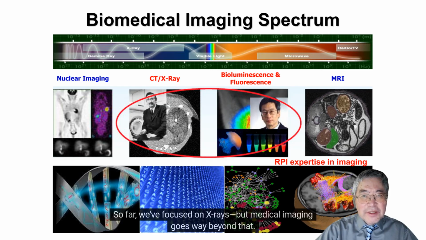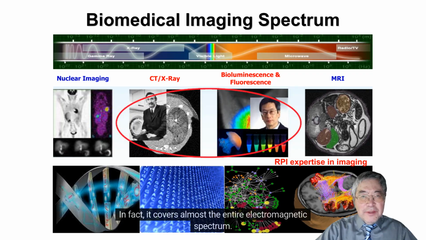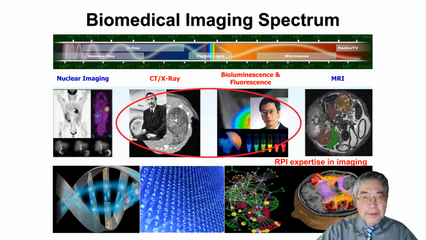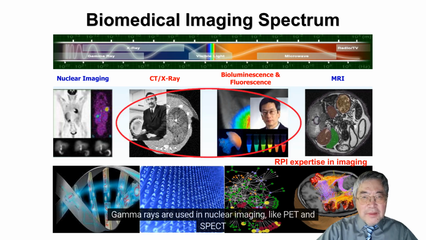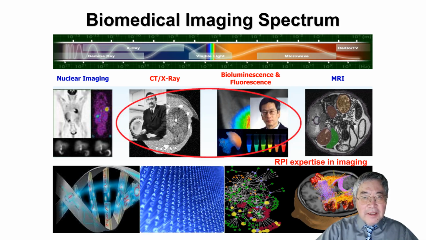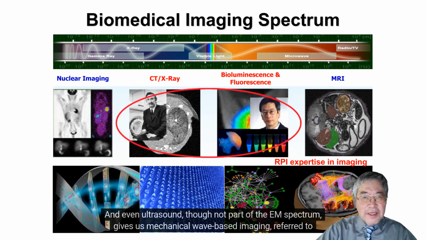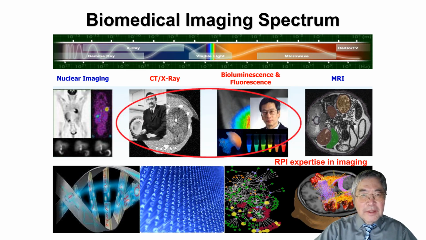So far, we've focused on X-rays, but medical imaging goes way beyond that. In fact, it covers almost the entire electromagnetic spectrum. Depending on what part of the spectrum you use, you get different kinds of information. For example, gamma rays are used in nuclear imaging, like PET and SPECT. Radio waves are instrumental in MRI. Visible and infrared light are for optical imaging. And even ultrasound, though not part of the EM spectrum, gives us mechanical wave-based imaging referred to as ultrasound imaging.